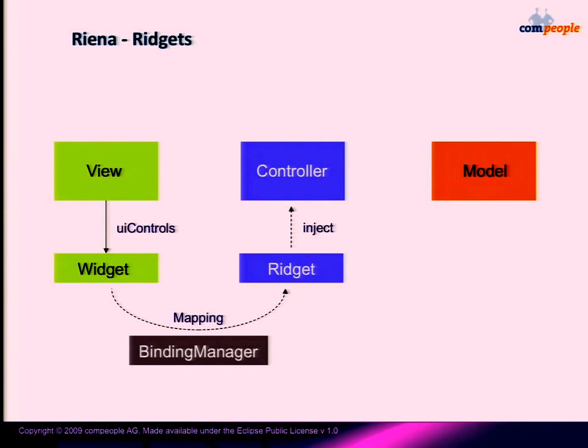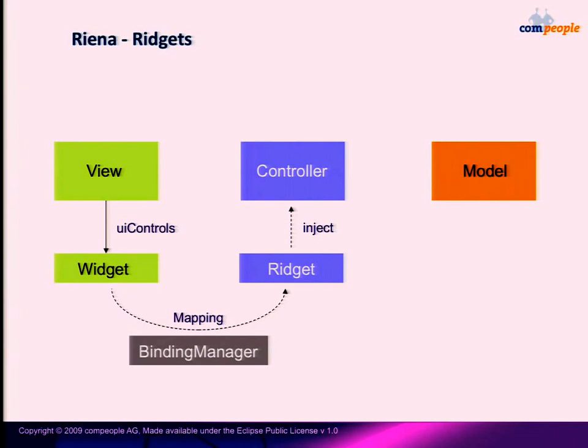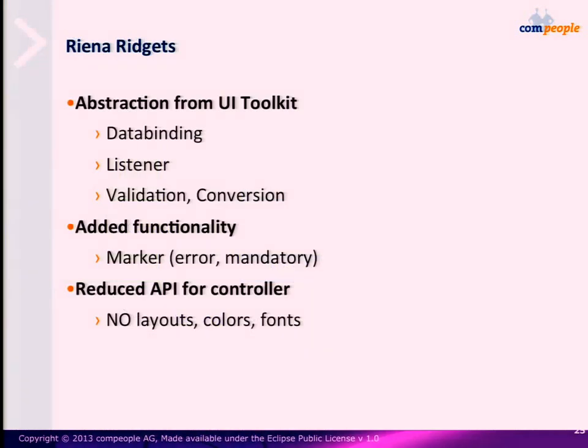Ridgets, Riena widgets, you get one ridget per widget that you have in your view. And ridgets are not toolkit dependent. They are independent, and the ridget and the widget are bound together. So the widget we only use for putting in the layout information, colors and fonts and stuff. The ridget is for adding listeners, for setting texts, or for validation and stuff. We also put in more functionality in there. Widgets are rather very stupid.